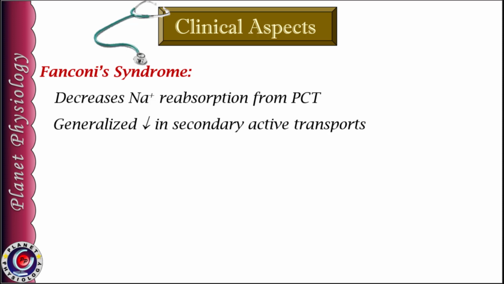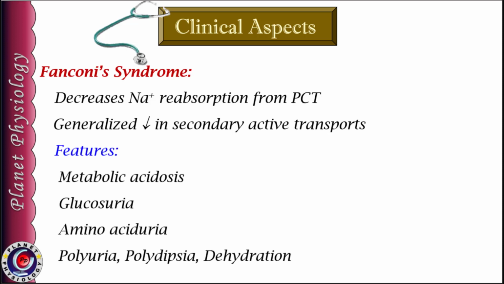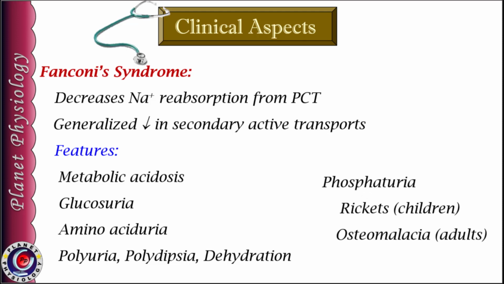As a result, there is generalized reduction in all the secondary active transport mechanisms, which results into metabolic acidosis, glycosuria, and aminoaciduria. Due to presence of these osmotically active particles in the filtrate, patient suffers from polyuria, polydipsia, and dehydration. Phosphate reabsorption is also reduced, leading to phosphaturia, which causes rickets in children and osteomalacia in adults, because phosphate is important component for bone formation.